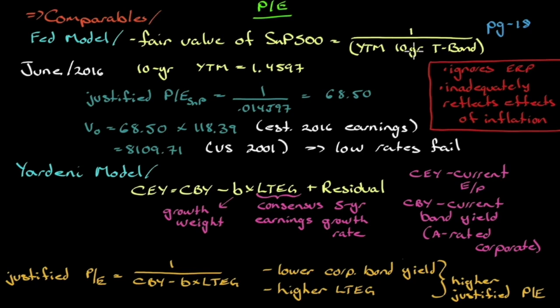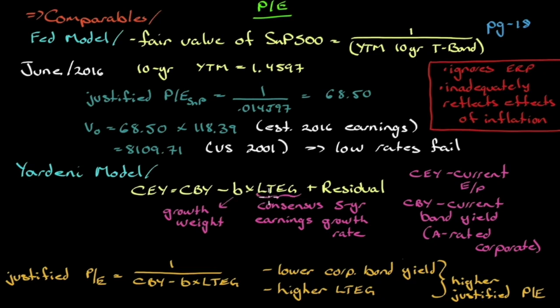So, to help correct for that, we have something called a Yardeni model. This says the current earnings yield on the index is equal to the current bond yield, but not on a risk-free bond, on a risky bond. The current bond yield is that of an A-rated corporate bond, which is a smarter thing to do right away. So it's the current bond yield minus B times LTEG.